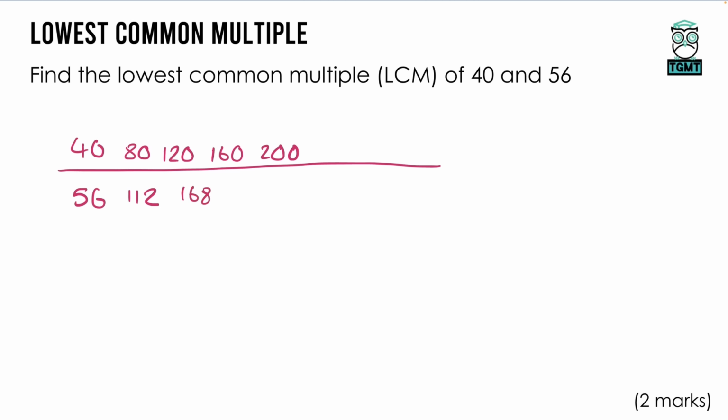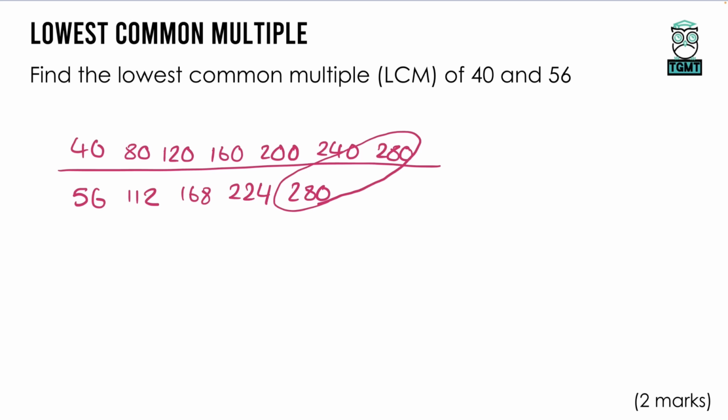168. And at some point you're going to see that of course we're going to go past that 200. So 224, add another 56 gets us 280, and this is going to match 240, 280, and we have our lowest common multiple.